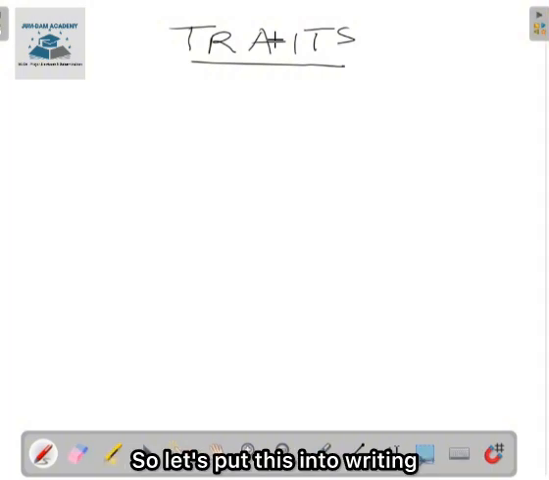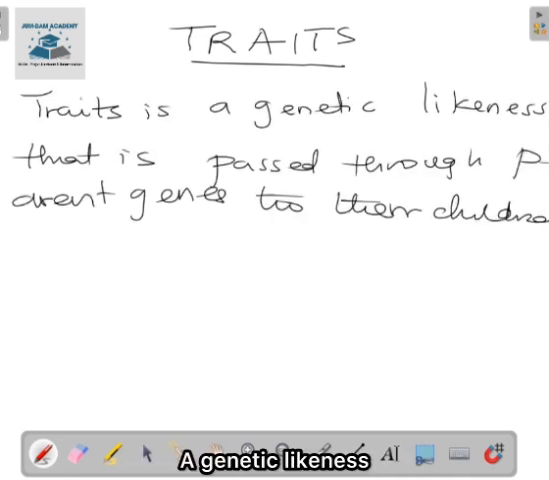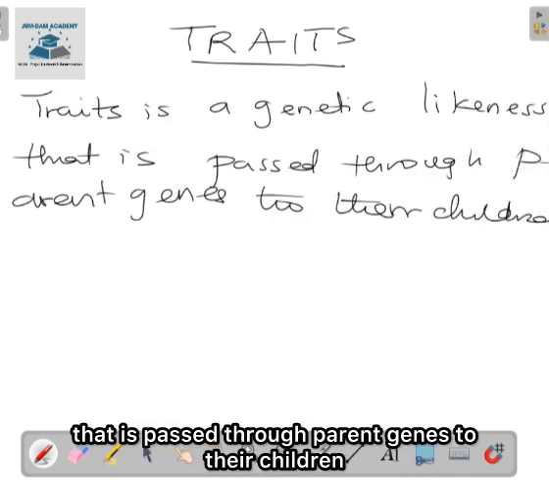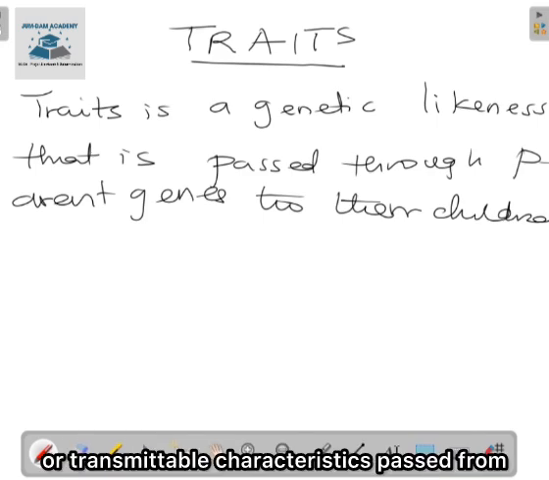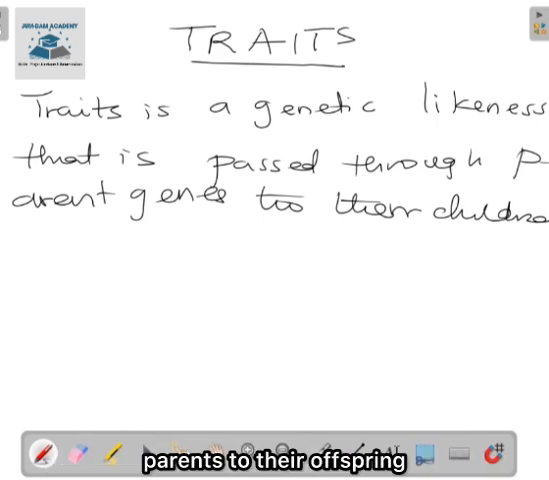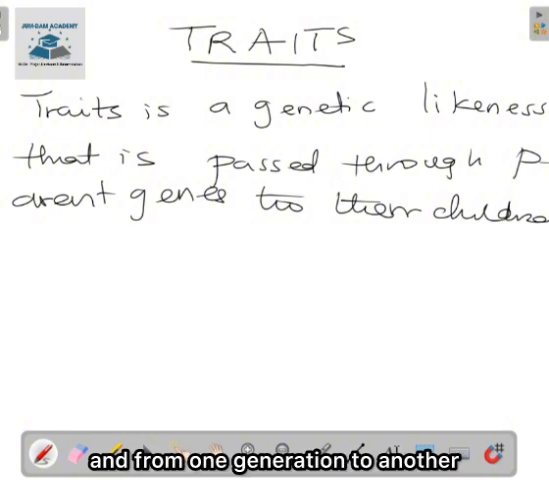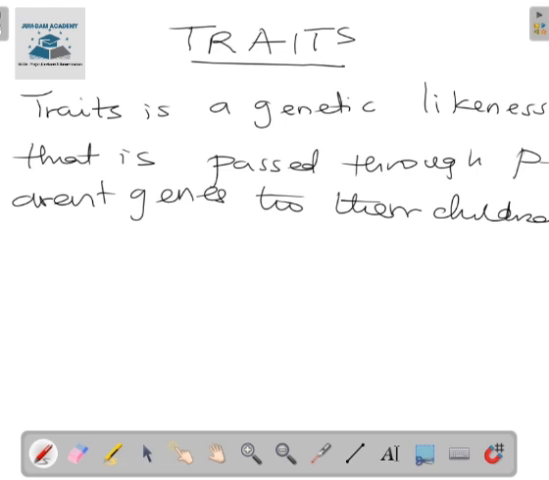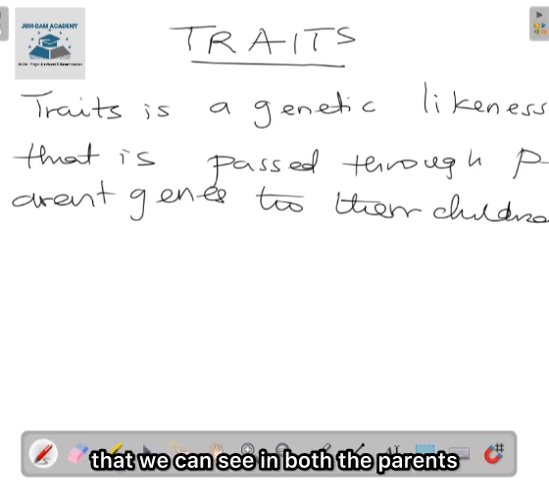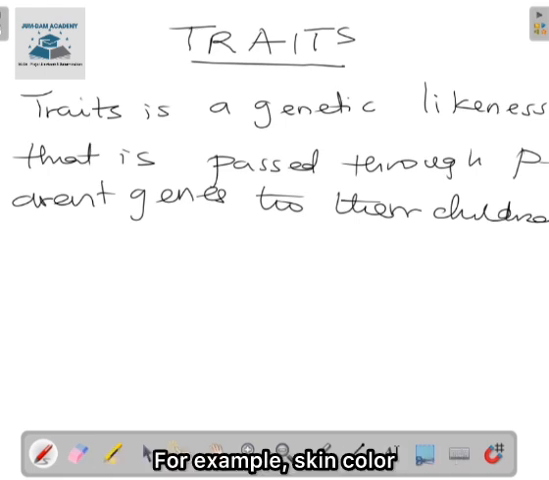So let's put this into writing. Trait: a genetic likeness that is passed through parent genes to their children, or transmittable characteristics passed from parents to their offspring and from one generation to another. What are the examples of traits that we can see in both the parents and also the same in their offspring? For example, skin color.